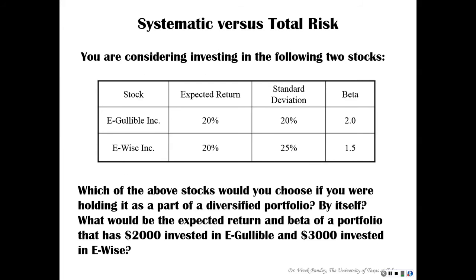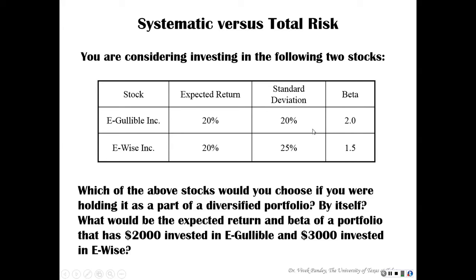So what is beta? Beta actually is a measure of systematic risk. If you're considering investing in the following two stocks, we got two stocks. One's called eGullable and the other is EWise. They both have the same expected return. So which one to invest in, if we were going to pick one, that decision is actually going to be based on the measure of risk.